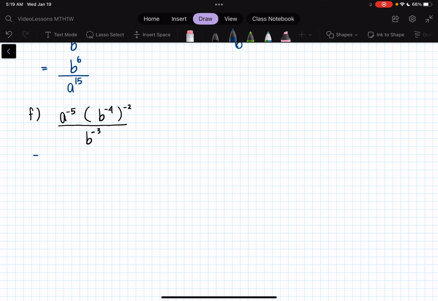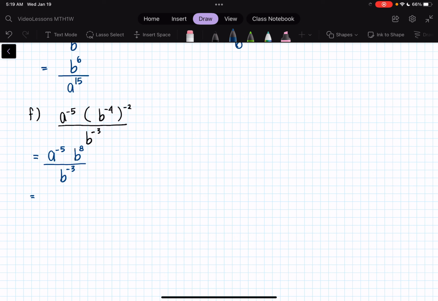So again, remember what I mentioned: we simplify the top, we simplify the bottom, and then we deal with the fractions. So A, there's no other base A at the top, so that just stays there as A to the negative 5. With my base B, however, I'm raising a power to a power. So negative 4 times negative 2 gives me positive 8. And then in my denominator, this base B was just there by itself.